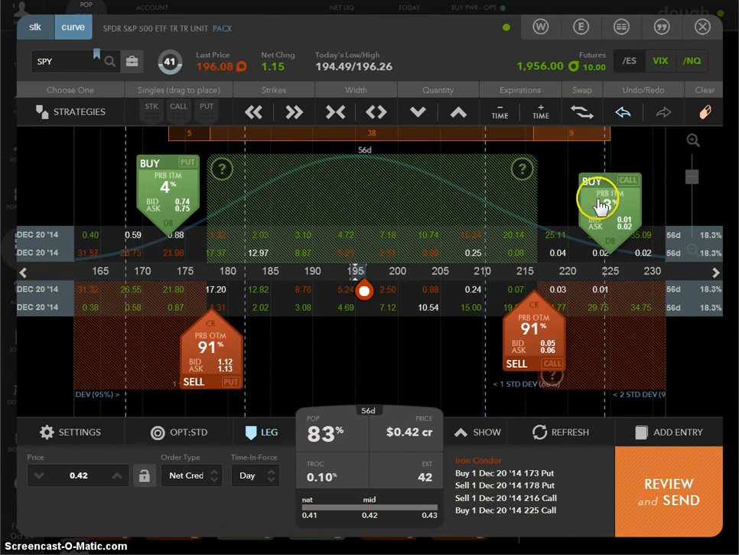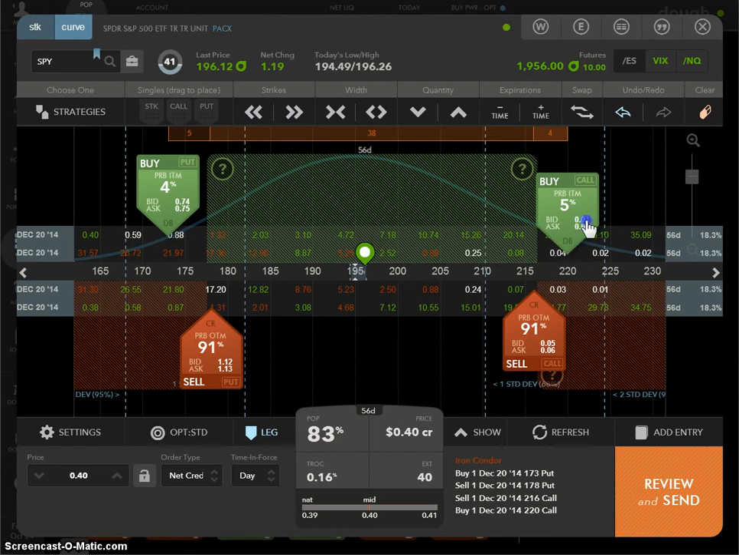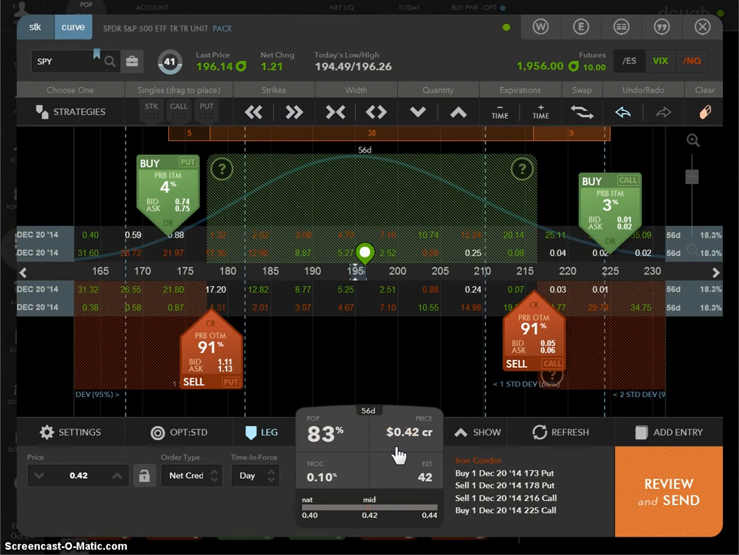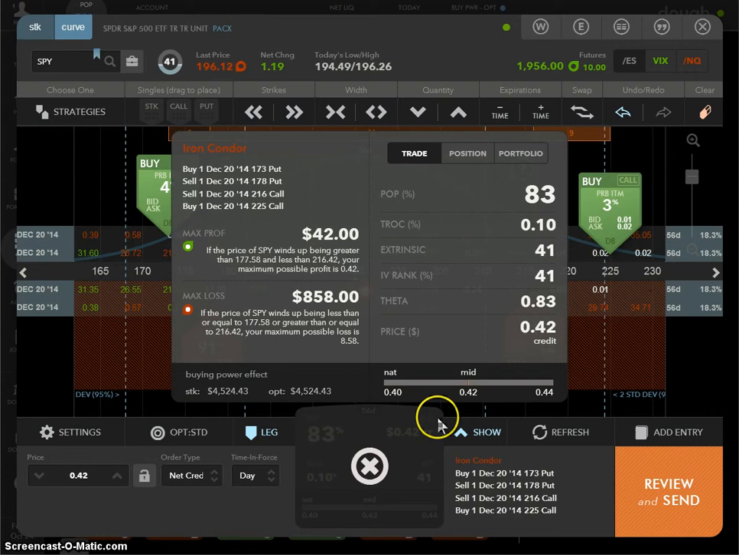See? So I could actually move this in. Perfect. I can move this in so that it says 5. And see what happens? It's not quite. There's nothing in between. So we'll leave it there for now. And we have an 83% chance of making money, and we're only tying up $858 of capital. 10% of that is $85, so we're gonna make just like a 5% return on your risk.